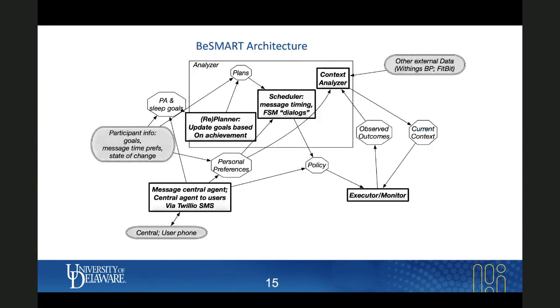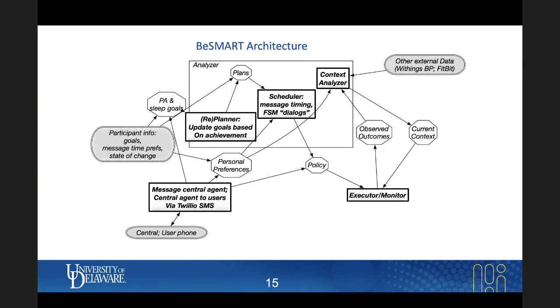So specifically for the BSmart project, this is the architecture. Because we have PA goals, physical activity goals, the participants have the option to update their goals, as I showed you in one of the images in the previous slides. The planner is responsible to form up new goals for the upcoming week. The scheduler is responsible to send messages at specific preferred timings of the users.